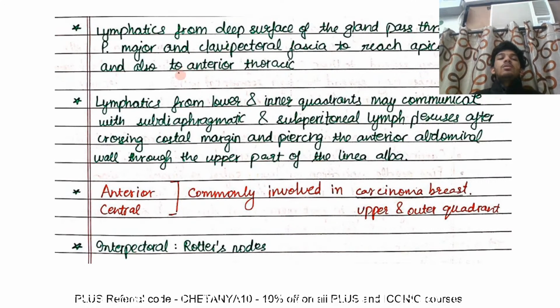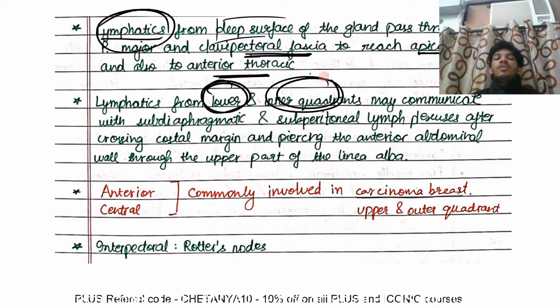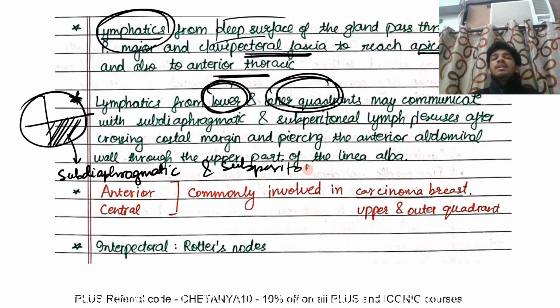Next, we've talked about the lymphatics. The deep lymphatics pass through the pectoralis major and clavipectoral fascia to reach the apical nodes and also the anterior thoracic nodes. This is an important clinical point: from the lower and inner quadrants, they also communicate with the subdiaphragmatic and subperitoneal lymph nodes. So they will also go to the anterior abdominal wall.